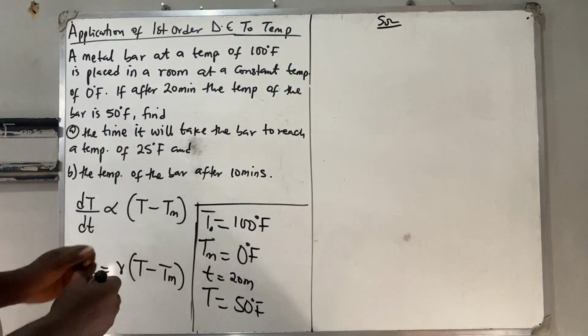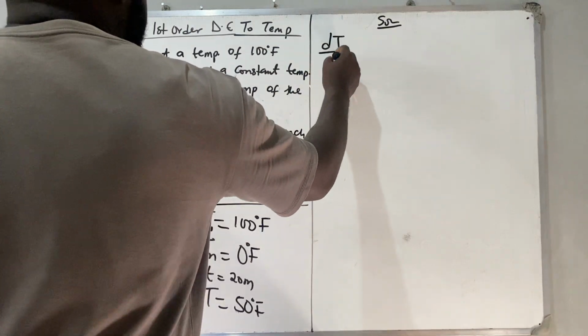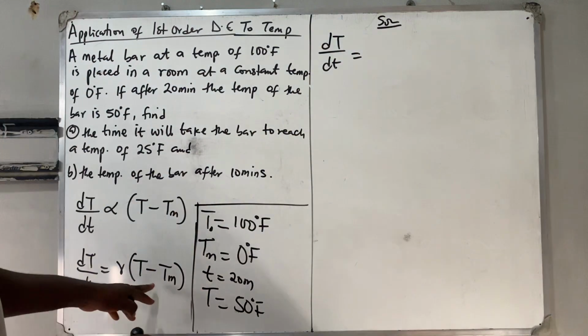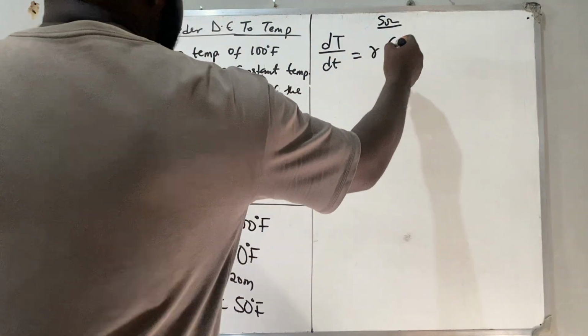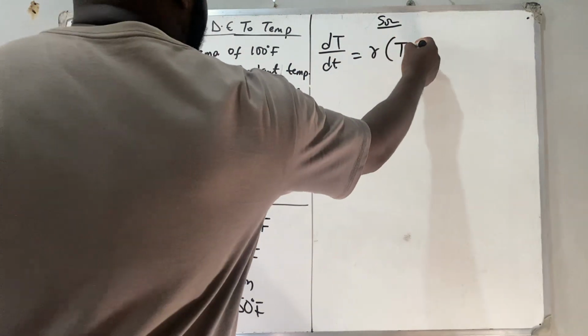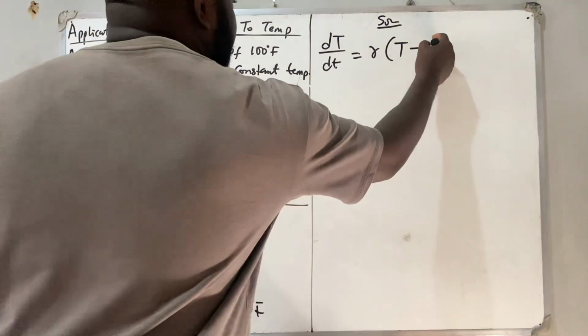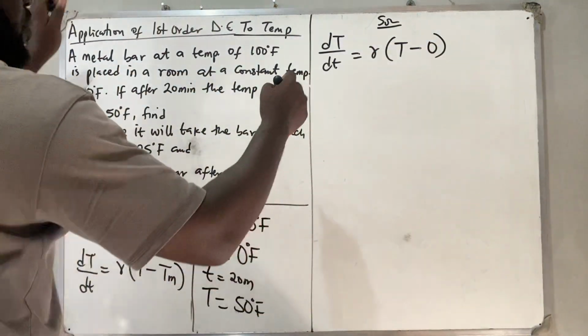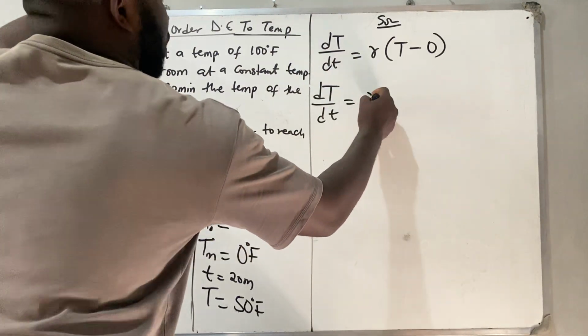Having this, now let us apply what we know. We know that dT/dt is equal to r into (T, which we don't know, minus the room temperature, which is 0). So here we have dT/dt equal to rT.